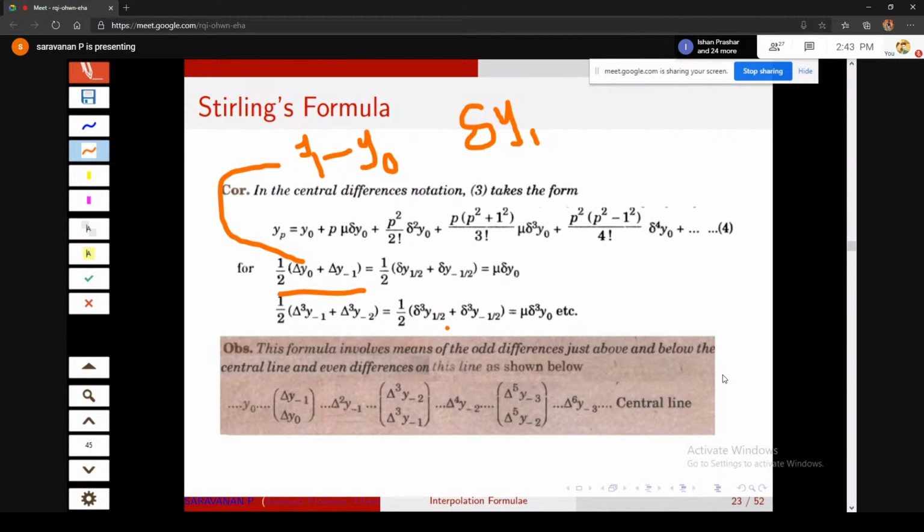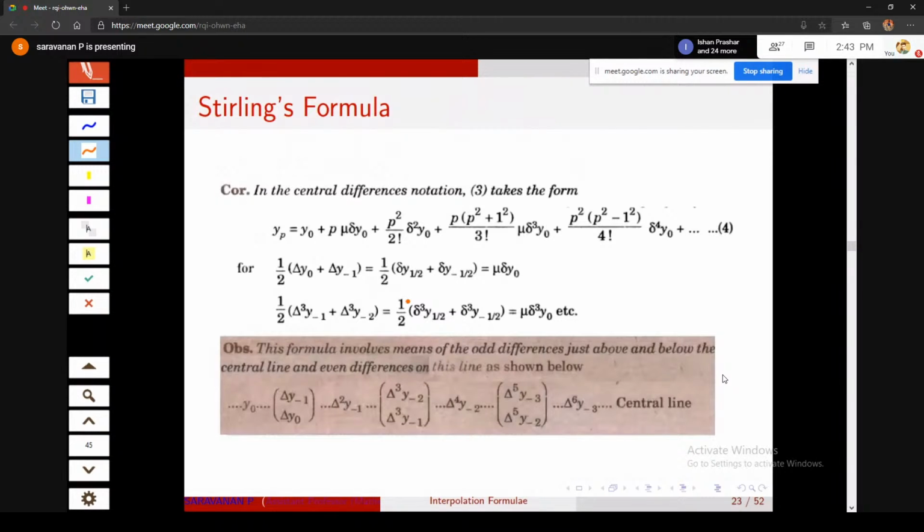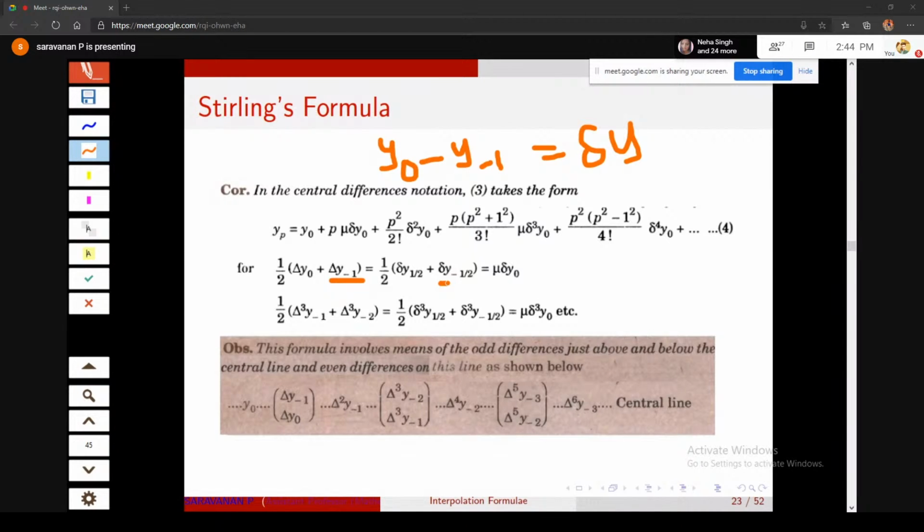Similarly, what is the formula for delta y minus 1? What is the next value of y minus 1? Sir, y0 minus y minus 1. The same value, if we want to use small delta notation, we can denote it by small delta y minus 1 by 2. That is here, delta y minus 1 by 2.